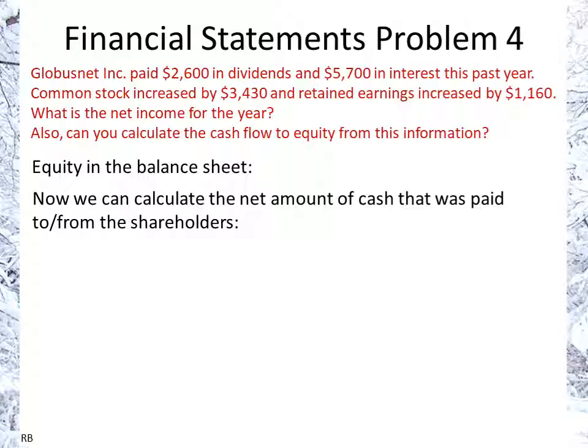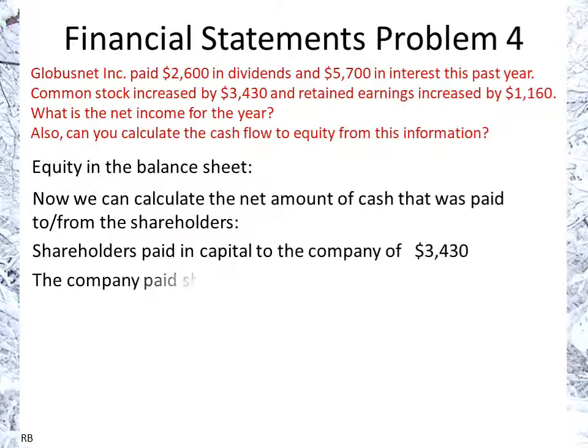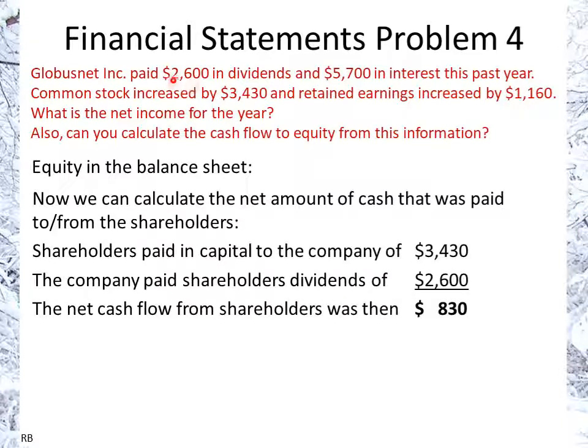So what did we get from the shareholders? Well, they increased the common stock. So they paid into the company $3,430. We already know also that the company paid dividends from its profits of $2,600. That means the net amount the company received was $830, because this $3,430 went to the company from the shareholders, and this $2,600 went to the shareholders from the company. So the net is $830 from the shareholders to the company.